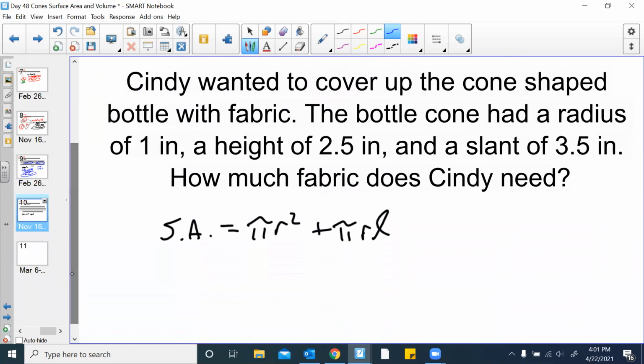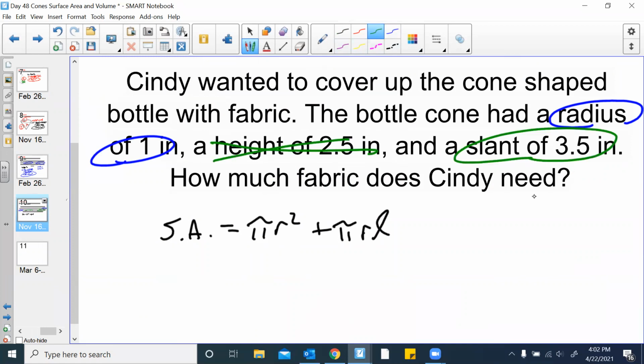All right, last but not least, Cindy wanted to cover up the cone-shaped bottle with fabric. The bottle cone had a radius of 1 inch, so that's cool, and a height of 2.5. But do we need a height? No, we need the slant. But he gives it to you there very explicitly, right? So we know that the radius is 1, which is nice. It's a nice, easy number to work with. And the slant is 3.5. Let's just start plugging in what we got.